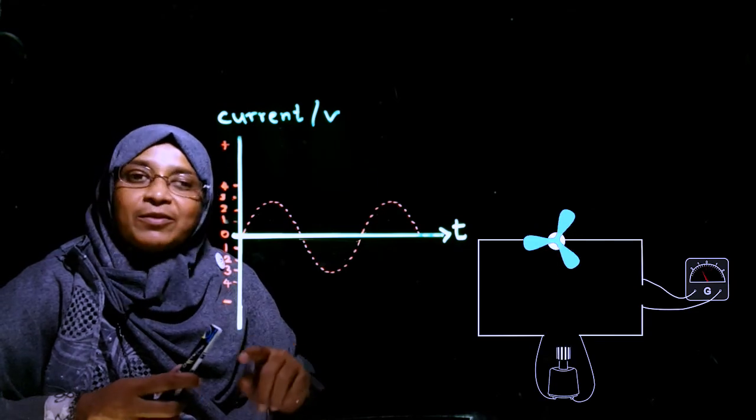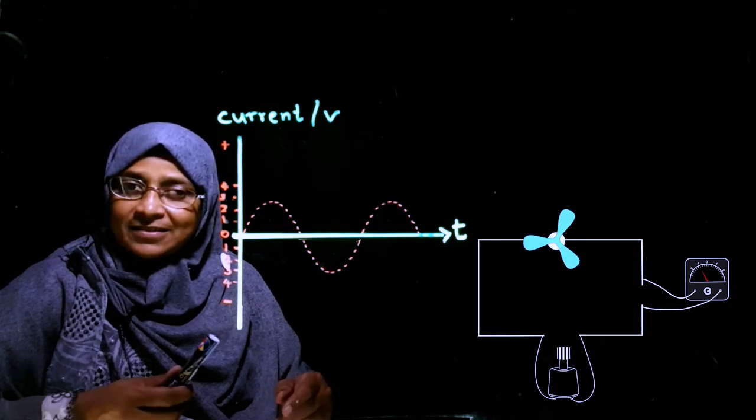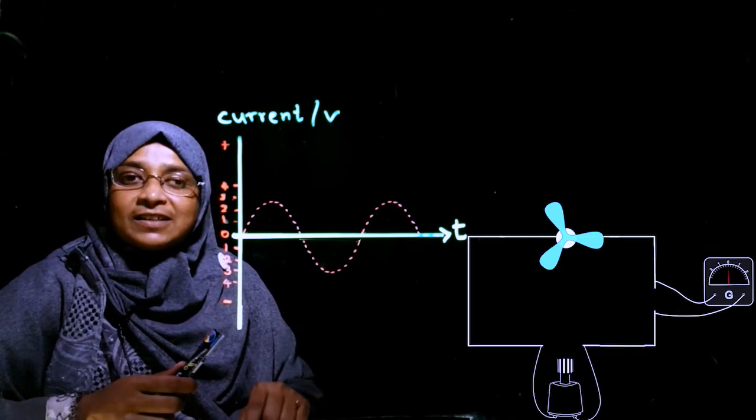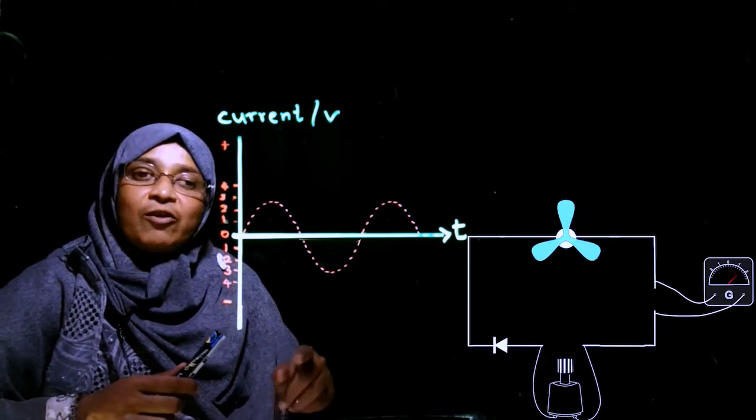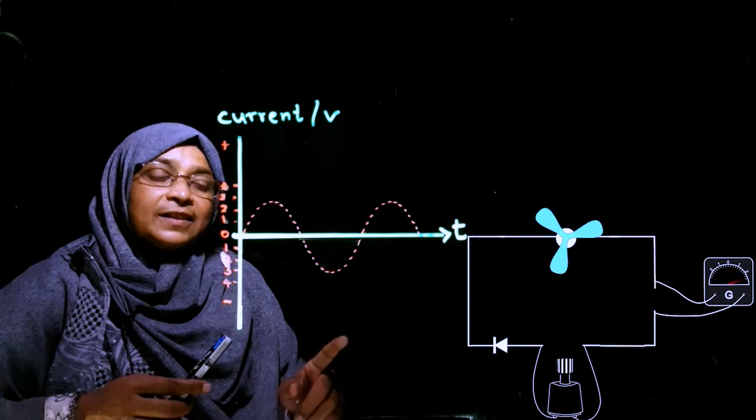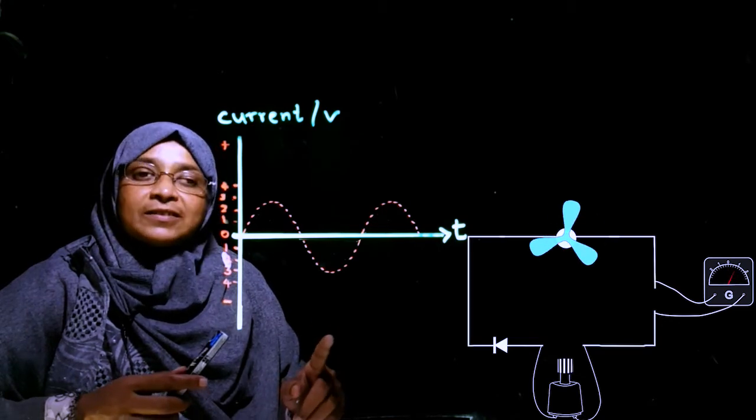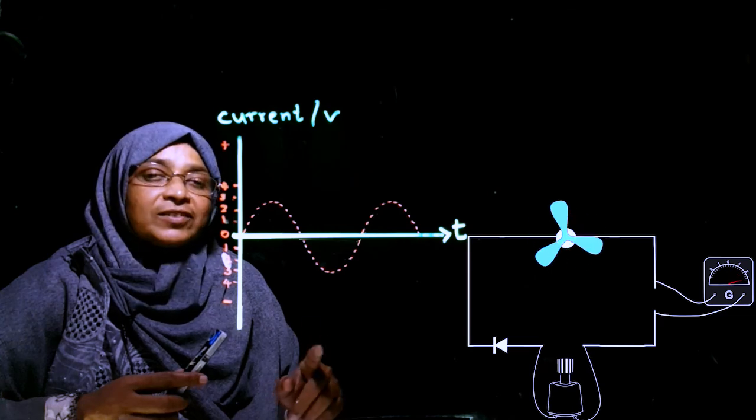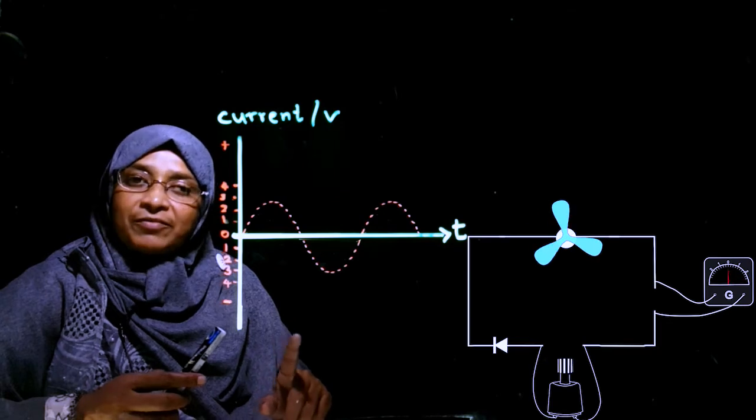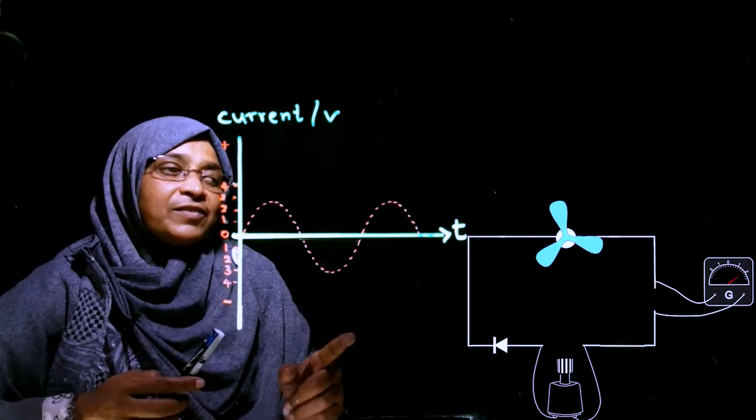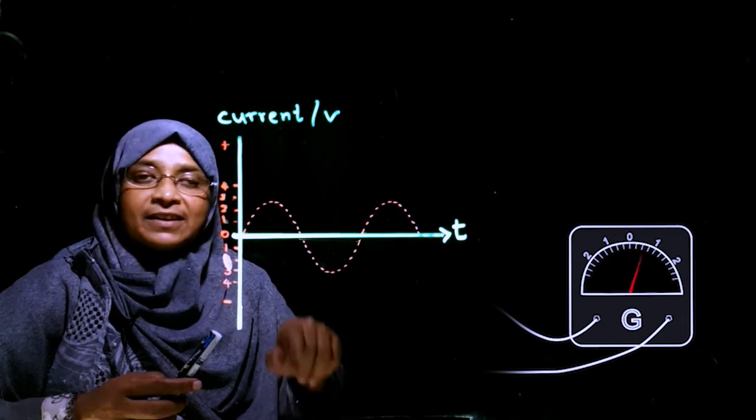So we have to make this a DC current. Here we are using a diode. Now here we have fixed the diode. Then the current flows only clockwise. Then the fan works properly. So how will the graph be? In the circuit we are getting only one-sided clockwise current.